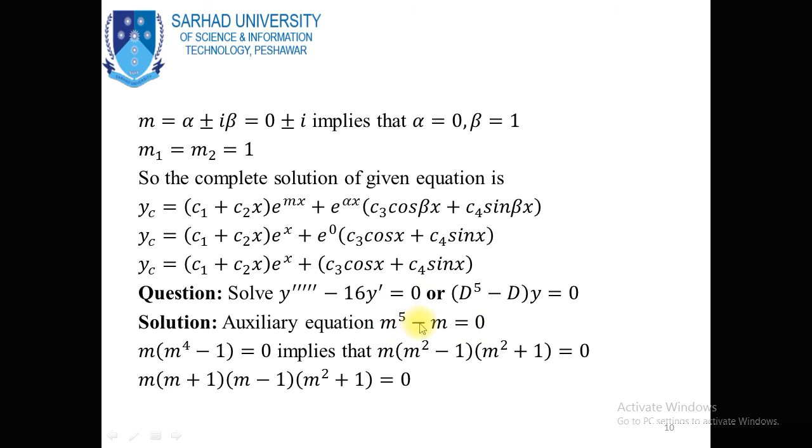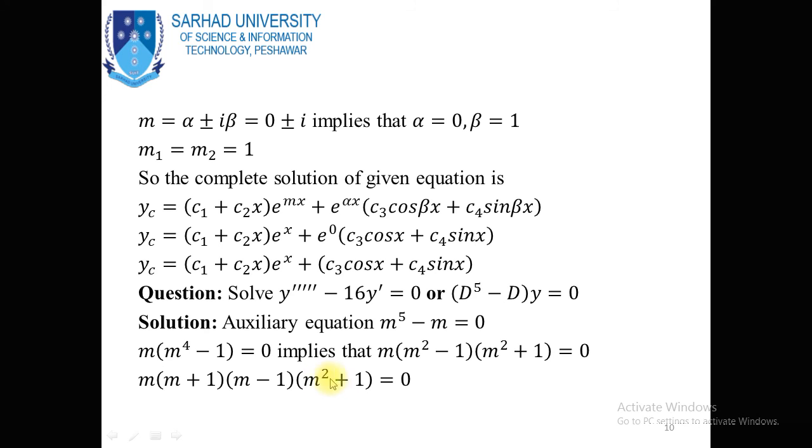Taking m common from this polynomial, we obtain m (m^4 - 1) = 0, and this implies m^4 - 1, meaning (m^2 - 1)(m^2 + 1). This is actually the a square minus b square formula. So again using the formula, m^2 - 1 can be written as (m + 1)(m - 1). So dear students, note that we have three real and different roots: m = 0, m = minus 1, and m = plus 1.